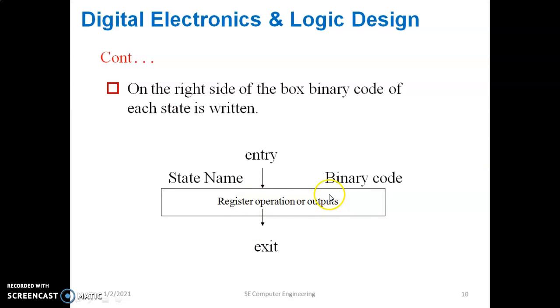This is the symbolic diagram for the state box. This is the entry point and this is the exit point. The rectangular shape indicates the state box, and each state box has a state name and a binary code. We can assign anything as the state name, like S0, S1, S2, S3, and we can write the binary equivalent code for those particular states. If there are 4 states, we can write the binary sequence like 00, 01, 10, 11. So this is the symbolic diagram for the state box.